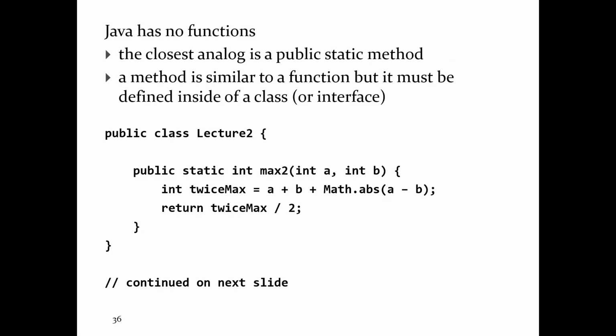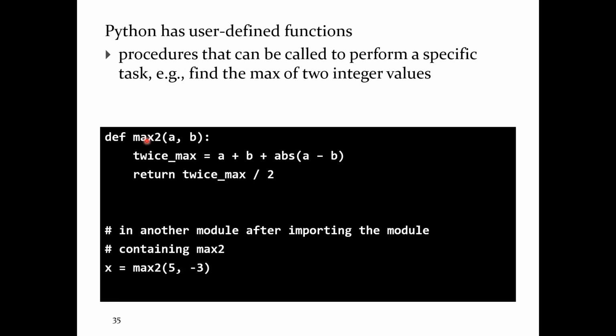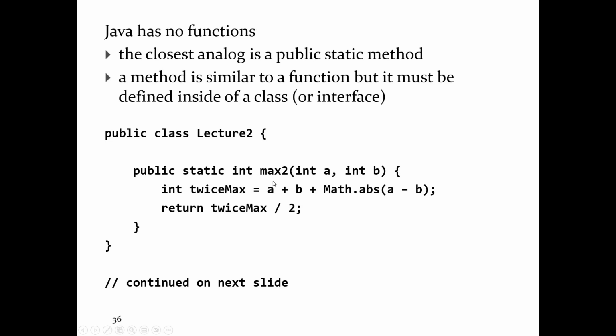Java has no functions, because everything in Java belongs inside of a class. Here max2 is not defined inside any sort of Python structure. Here, the corresponding max2 method must belong inside some class. So here it's inside the class lecture2. You can't have a Java method that's outside of a class. And so Java doesn't call them functions, it calls them methods. The closest analog in Java to a Python function is what's called a public static method.